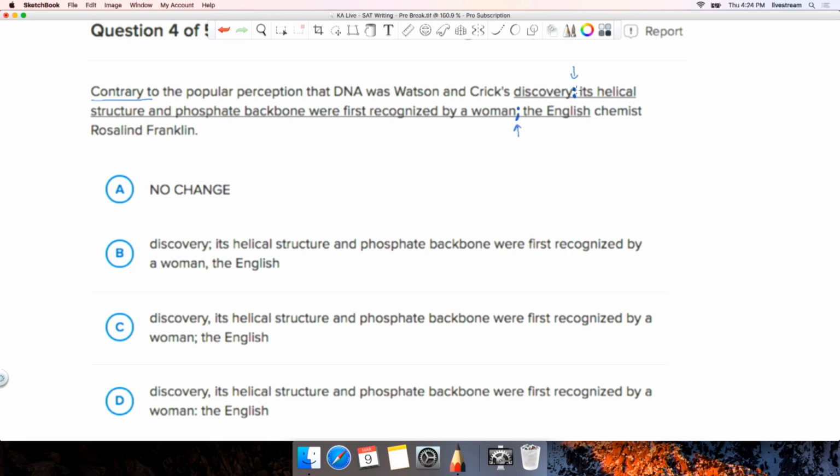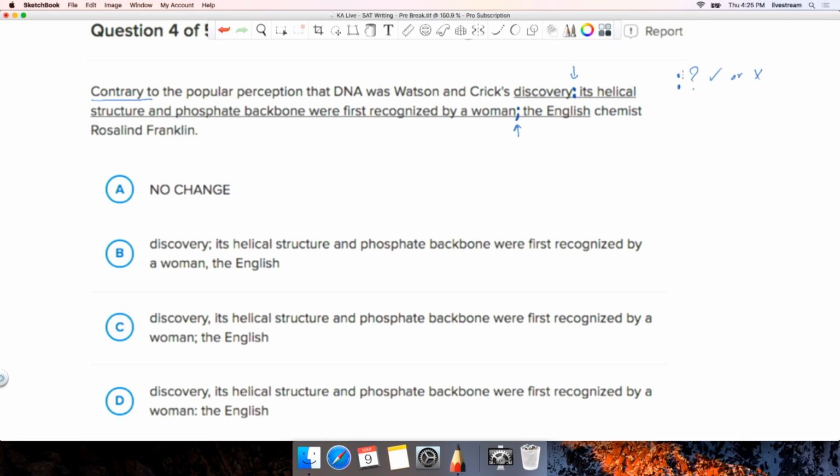So let's take a look just at the colon first. So contrary to the popular perception that DNA was Watson and Crick's discovery, colon, its helical structure and phosphate backbone were first recognized by a woman. So is that a correct use of a colon? Is that right or wrong? Check or X?